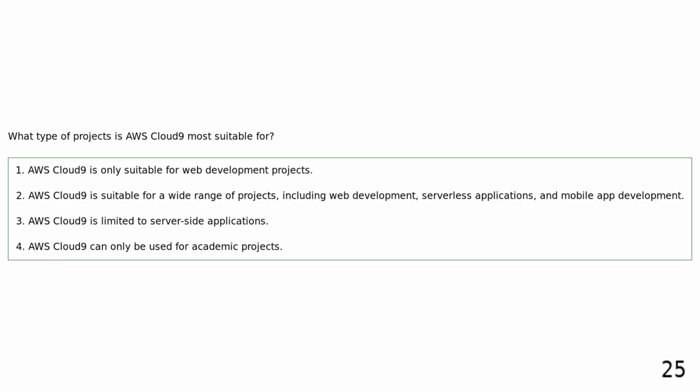What type of projects is AWS Cloud9 most suitable for? AWS Cloud9 is only suitable for web development projects. AWS Cloud9 is suitable for a wide range of projects, including web development, serverless applications, and mobile app development. AWS Cloud9 is limited to server-side applications. AWS Cloud9 can only be used for academic projects. AWS Cloud9's versatility makes it suitable for various types of projects, such as web development, serverless applications, and mobile app development.